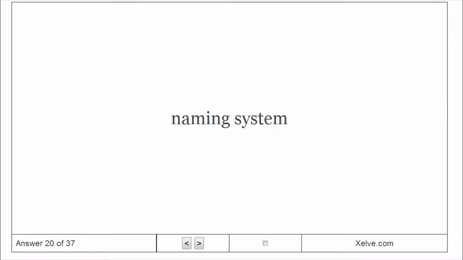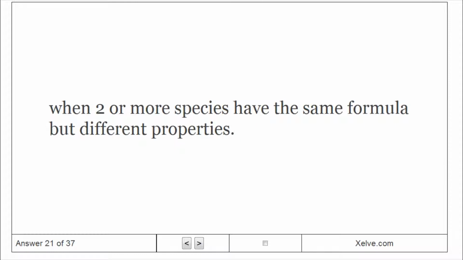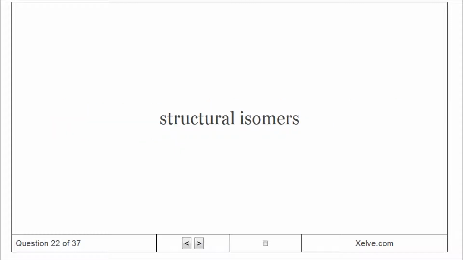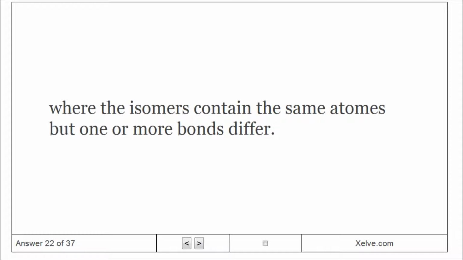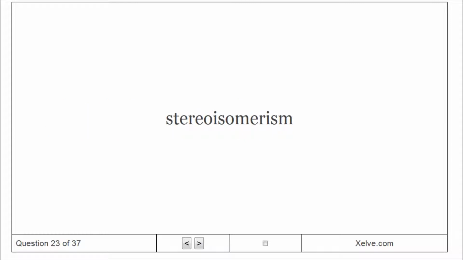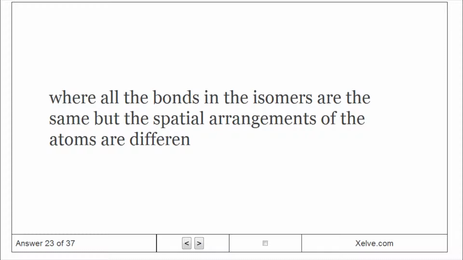Nomenclature. Naming system. Isomers. When two or more species have the same formula but different properties. Structural isomers, where the isomers contain the same atoms but one or more bonds differ. Stereoisomerism, where all the bonds in the isomers are the same, but the spatial arrangements of the atoms are different.